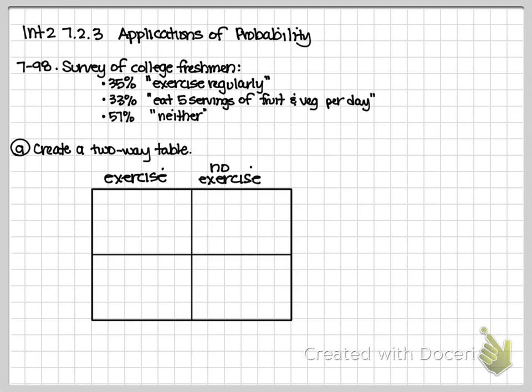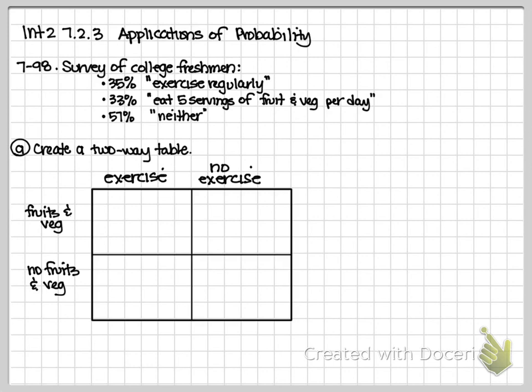The other one was about eating fruits and vegetables, so 5 servings. So at this point, I'm just going to say yes, fruits and vegetables, and then no fruits and veg. That's not to say that they aren't eating any of them. It's just that they're not eating 5, or they're not committing to saying that they're eating 5. Okay, and then we've got our totals also.